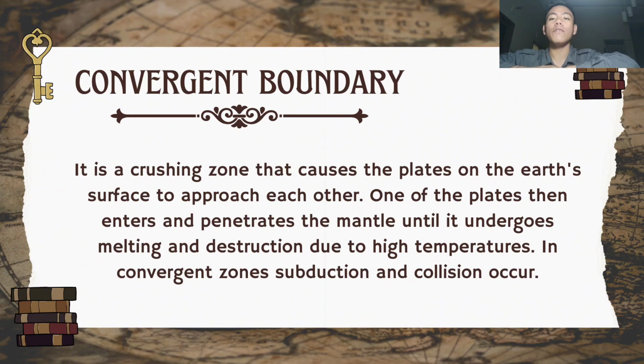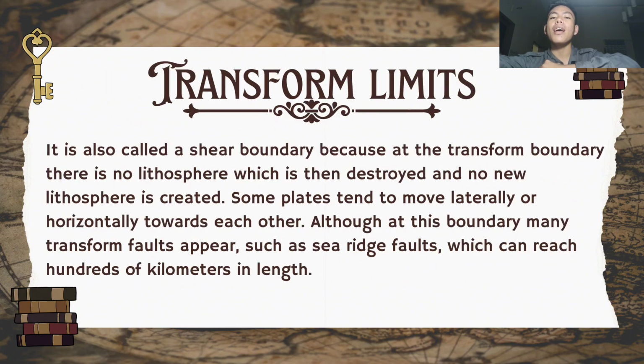Number 2, convergent boundary. It is a zone that causes the plates on the earth's surface to approach each other. One of the plates enters and penetrates the mantle until it undergoes melting and degradation due to high temperature. In the convergent zone, subduction and collision occur.